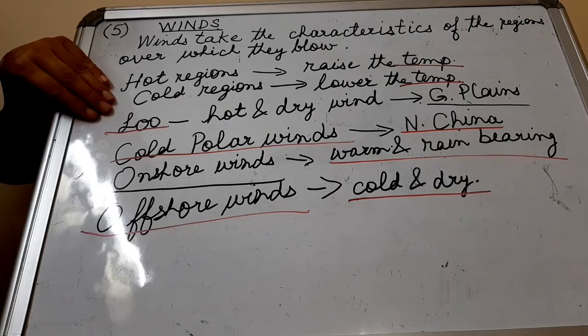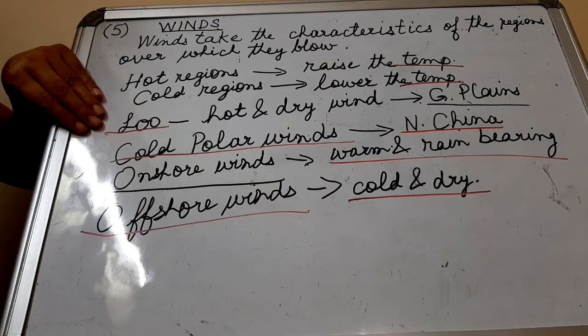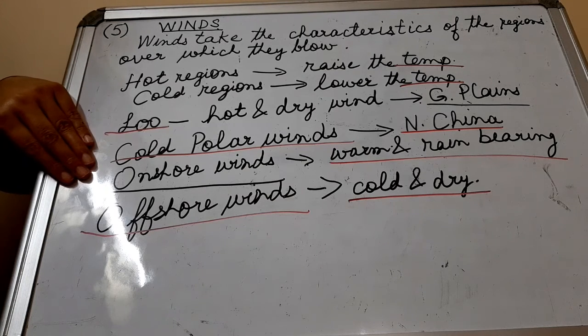And if the winds are blowing from cold regions, they will lower the temperature of the region over which they blow. Now some examples of winds are Lu. Lu is a local wind which blows in the northwestern part of India. It's a hot and dry wind, and when it blows over the Great Plains of India, it raises the temperature. The cold polar winds are blowing over North China. Since they are cold, they lower the temperature of the region.